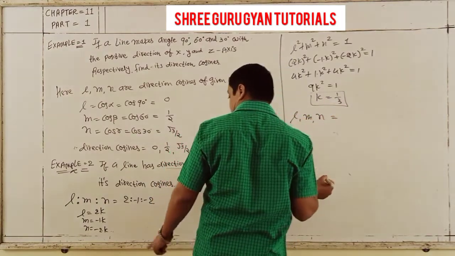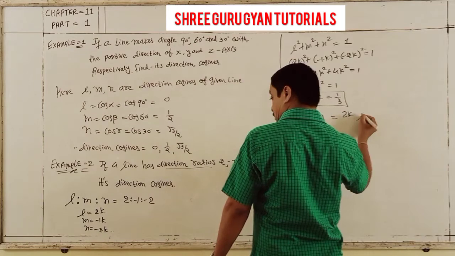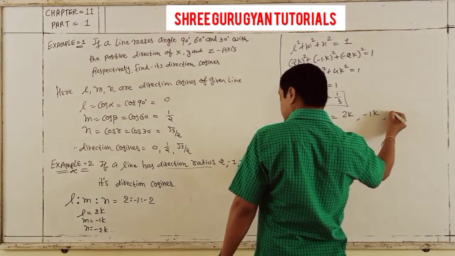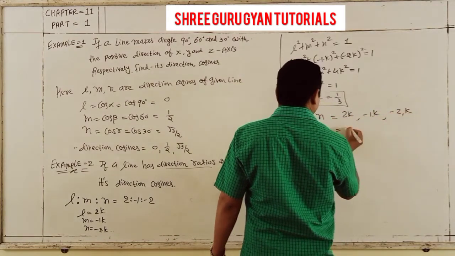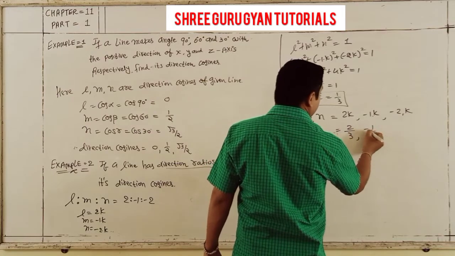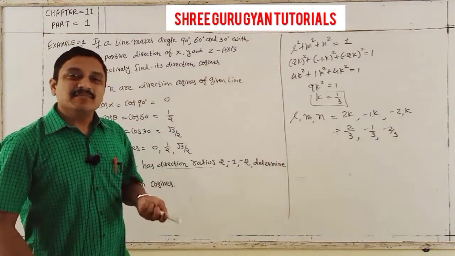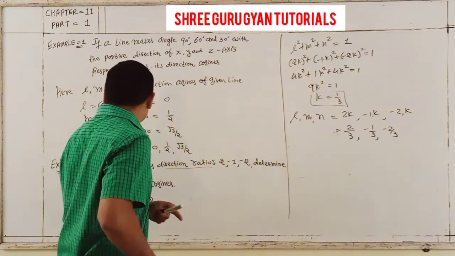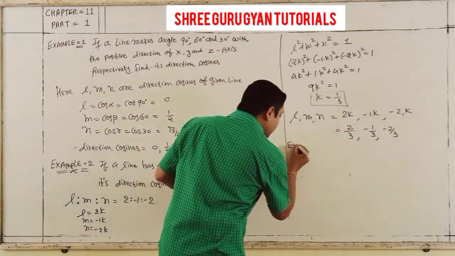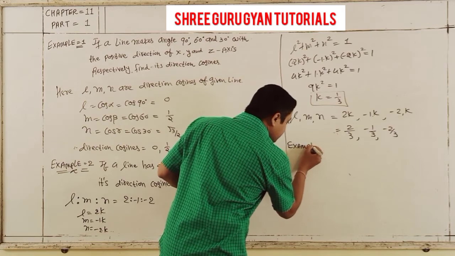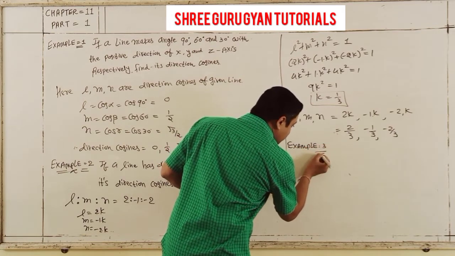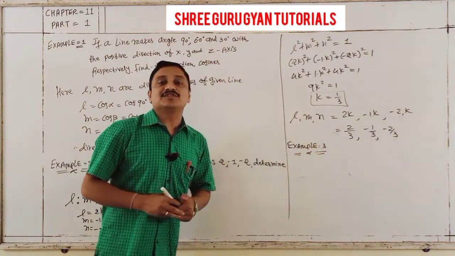So your L is 2k, comma, -1k, and third -2k. So your direction cosines are 2 by 3, -1 by 3 and -2 by 3. It's a simple and easy way. Students, here example 2 is also done. After that, example 3 we will do in the same way.